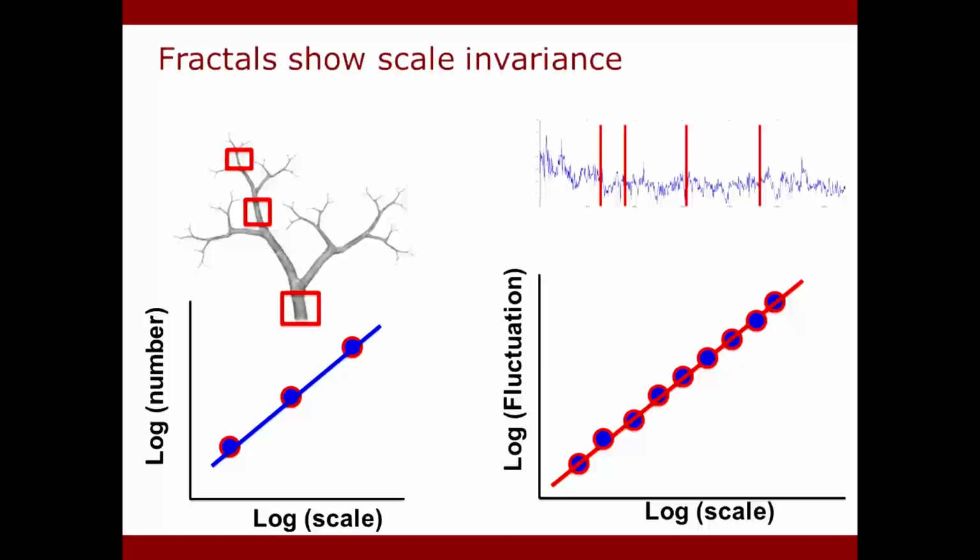The same thing with fluctuations. When we look at fluctuations over a longer time scale, those will be greater than fluctuations over a shorter time scale. So we need to look at the relationships. When they show these linear relationships in log-log space, we can identify fractal dynamics.